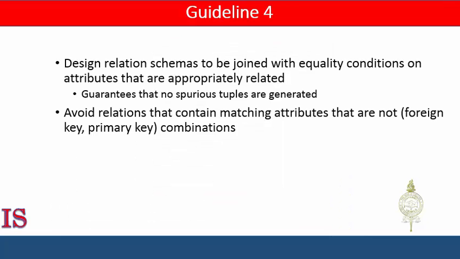This brings us to guideline number 4. Design relation schemas so that they can be joined with equality conditions on attributes that are appropriately related pairs, primary key, foreign key, in a way that guarantees no spurious tuples exist. Avoid relations that contain matching attributes that are not foreign key, primary key combinations, because joining on such attributes may produce spurious tuples.